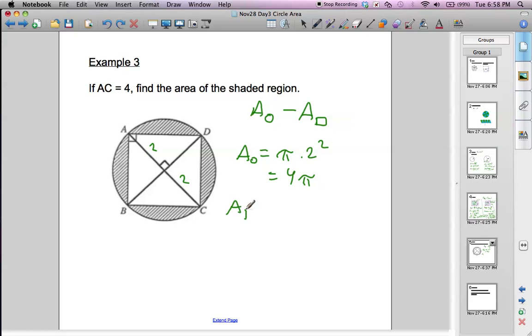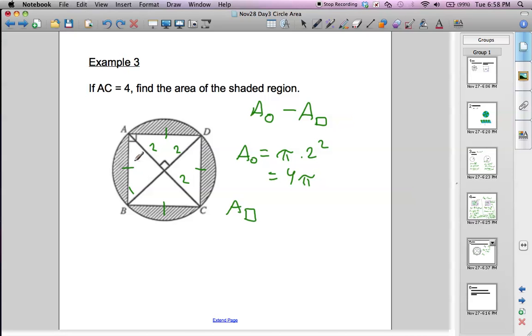Now the area of the square, most people believe that you're going to have to get the side length of the square in order to get the area. Here we have 2, and this is 2. So a lot of people try to get the other side by using the Pythagorean theorem, then squaring the side length. But we don't need to do that actually, because a square has 4 equal sides.